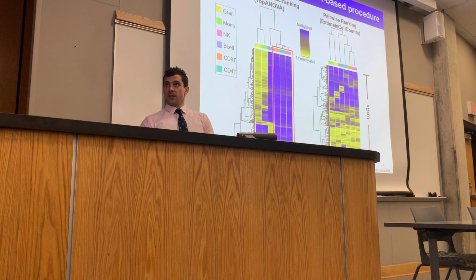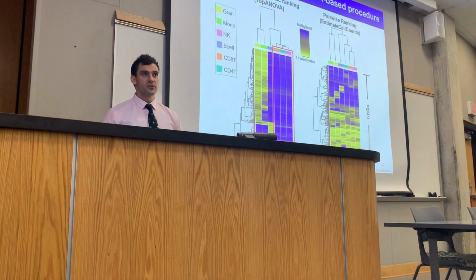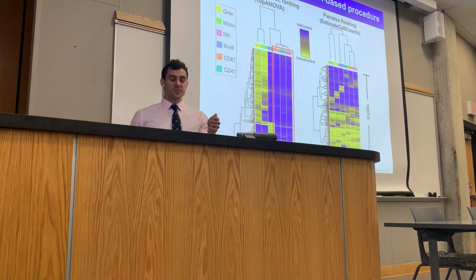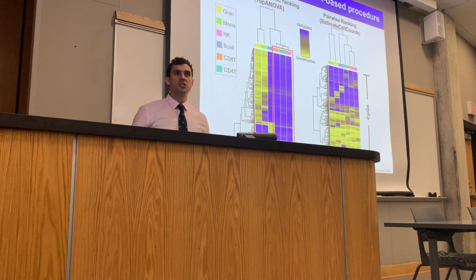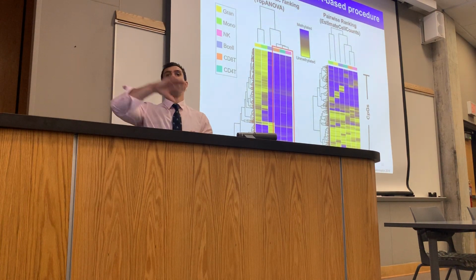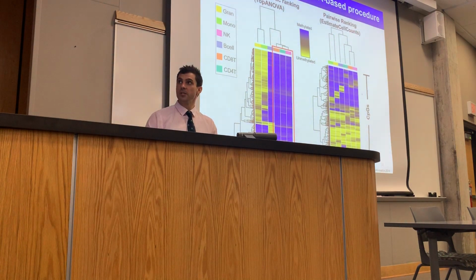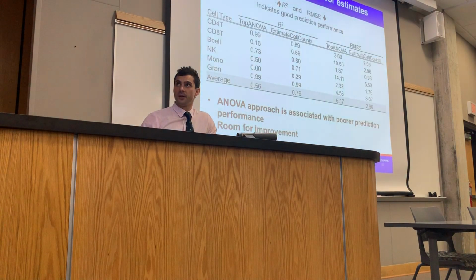A better strategy for selecting this library would be to take one cell type at a time, compare it to the remaining cell types, and rank order the CpGs that best discriminate that cell type from all of the remaining cell types. If we do that, we end up with a heat map like this. There's still room for improvement, but now at least we have some signal for discriminating NKs from CD8s and CD8s from CD4s. So we're doing a little bit better.